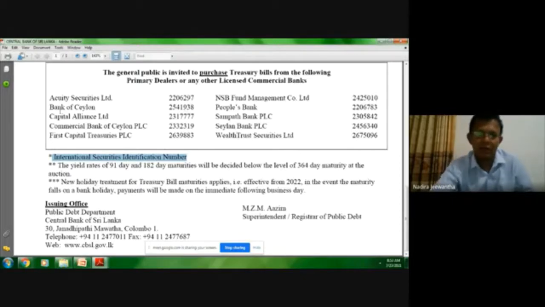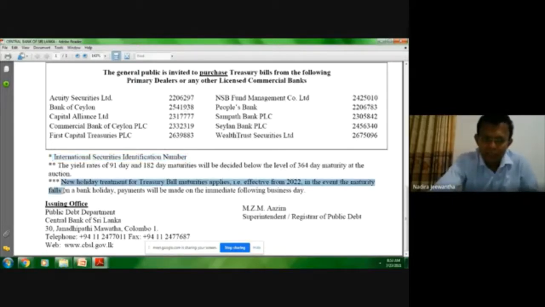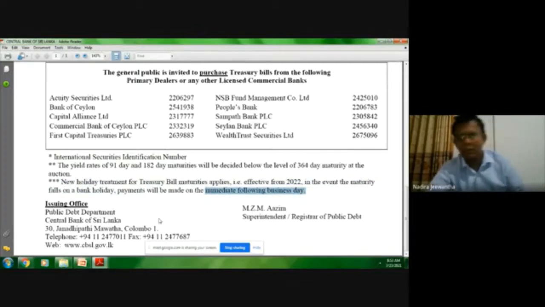Now see this one. If a maturity date comes on a holiday, the immediate next working day. If the maturity date falls on a holiday, we will be making the payment on the next working day. We take the next day as the maturity date, right? That's obvious.